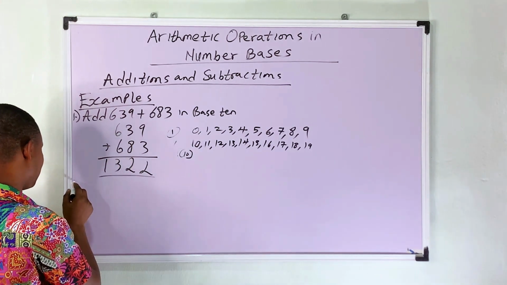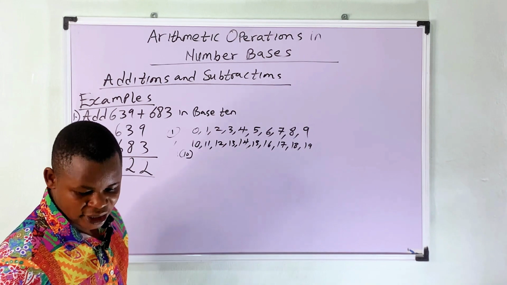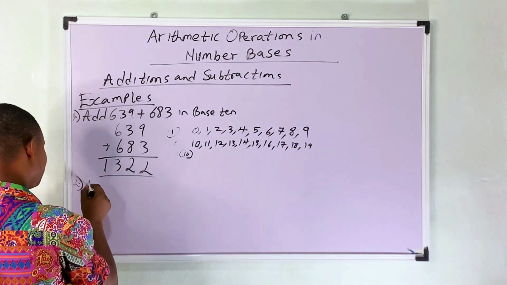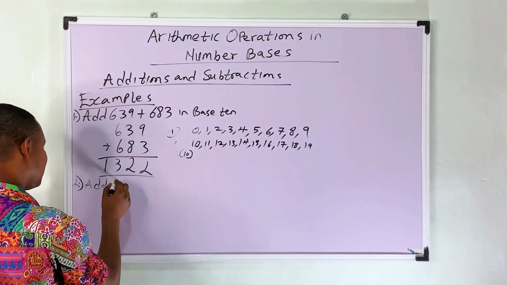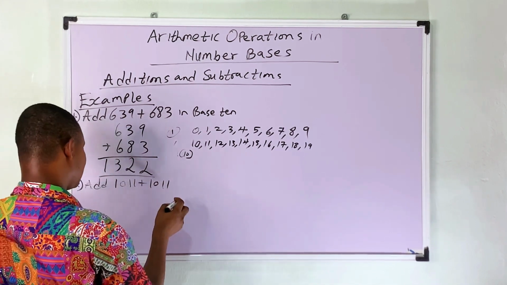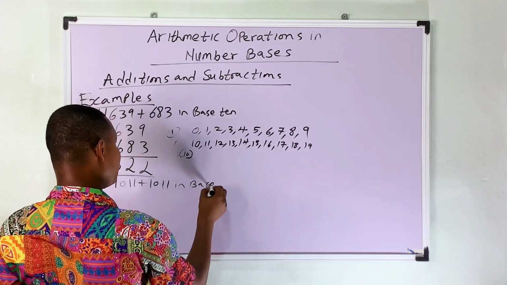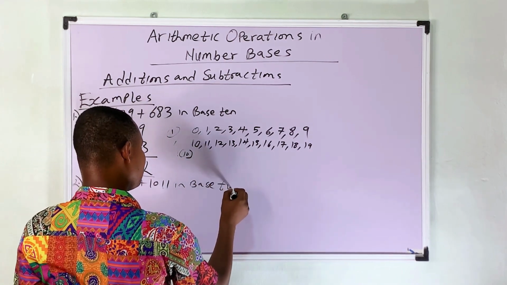Let's solve another example. This will not be in base 10, but it will be in base 2. Add 1011 plus 1011 in base 2.